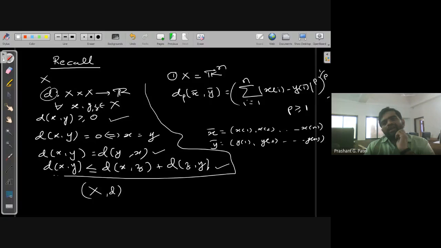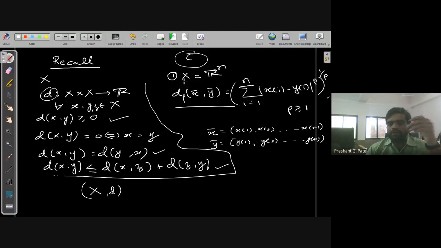You can have the same definition for infinite sequences also. Suppose you have the set of all convergent sequences, or the set of all sequences, and in the same way you can define a metric on a set of sequences. In that situation, this summation runs from 1 to infinity, and it should converge. If it converges, then we can talk about the metric on the set of all sequences also. That is called a sequence space, and on it you can define a metric.